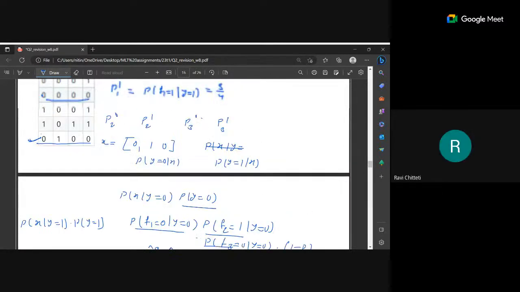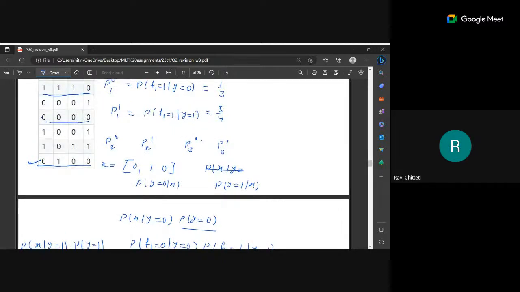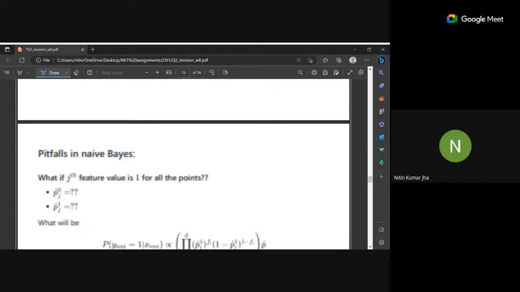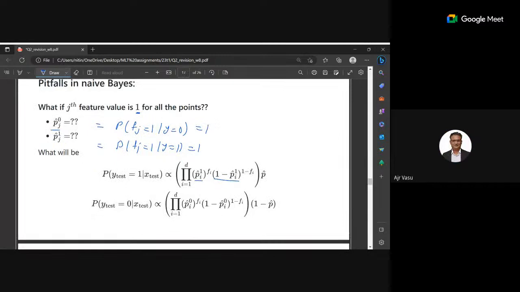Sorry, just a quick question. Is that 1 or the second one is 0? Second one is 1, right? Both are 1. 1 is y is equal to 0. Oh, okay, sorry.